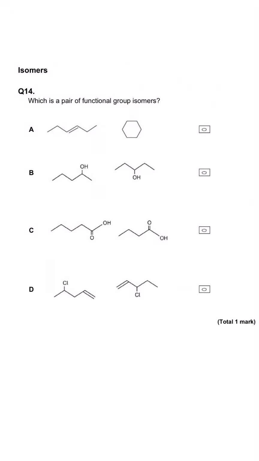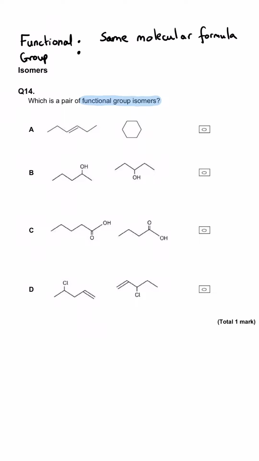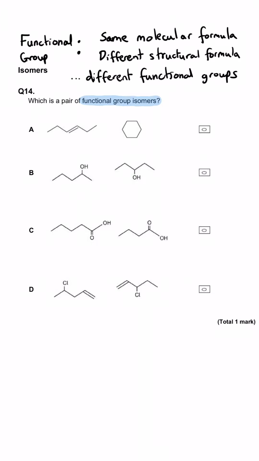Here we're being asked which is a pair of functional group isomers from the selection that we're being shown. So a functional group isomer is a type of structural isomer, and that's where we've got the same molecular formula but a different structural formula. Specifically, the atoms have been rearranged to give us a different functional group. In A, we've got an alkene. They're showing us here hex-3-ene. And they're also showing us cyclohexane.